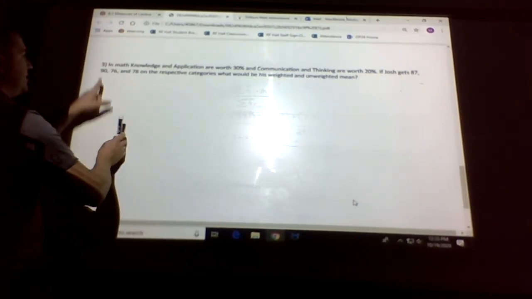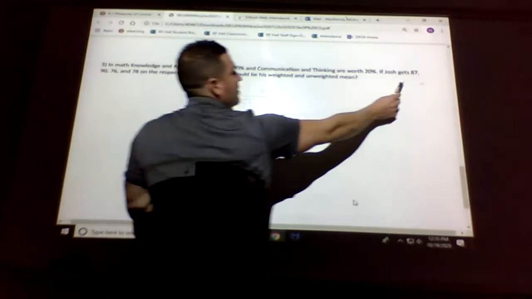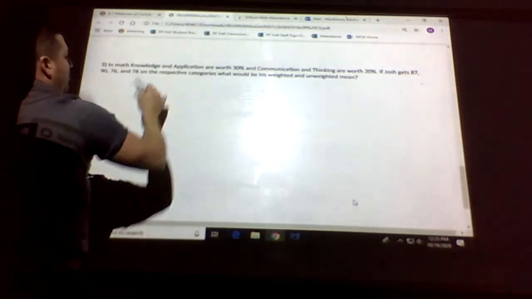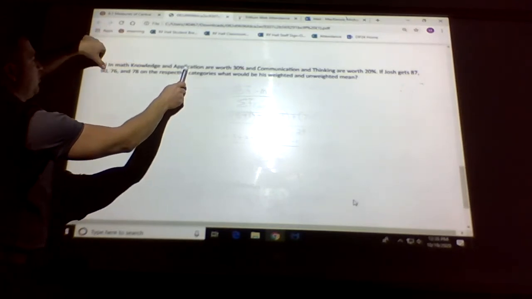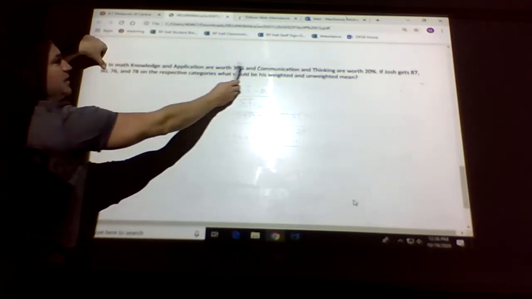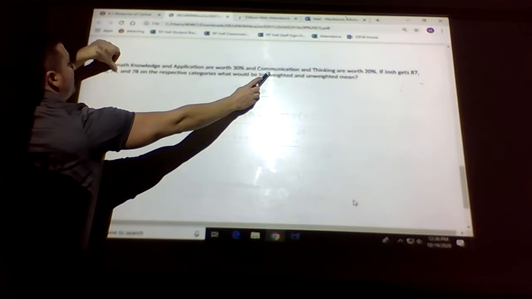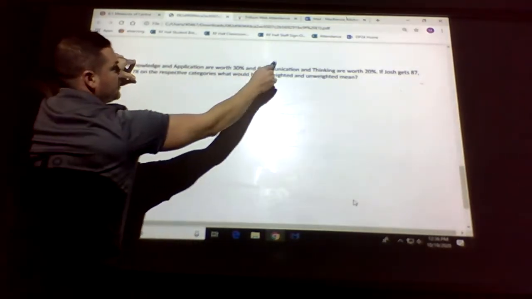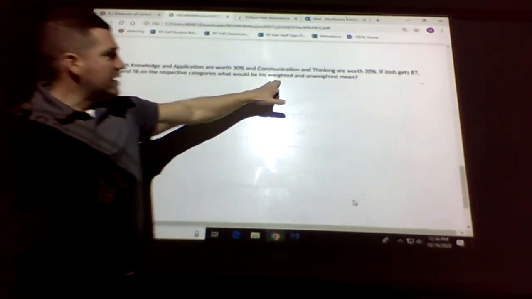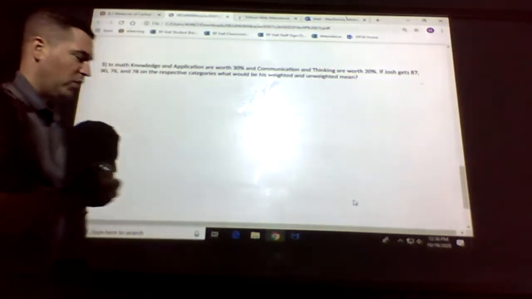When it says respective categories, that means since 87 is listed first, that would apply to the knowledge. Then application is next, so that applies to the 90. The communication would then be the 76, and the 78 would be the thinking. So the order that these appear is the order of the marks. So we're going to do the weighted mean and then the unweighted mean.